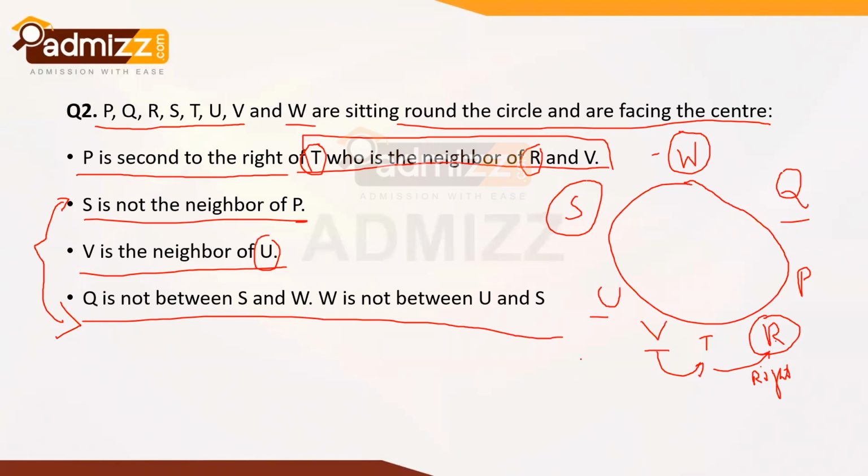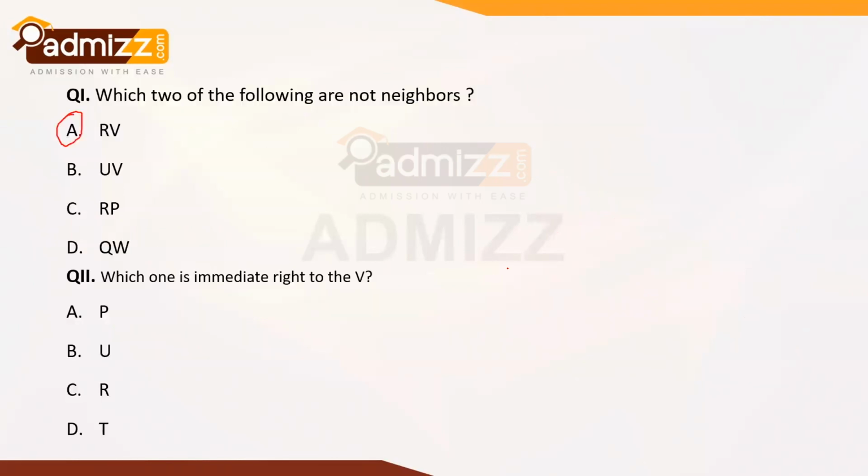U and V are neighbors because they lie alongside each other, right? And R and V is a pair that do not lie alongside each other, so they are not the neighbors, right?